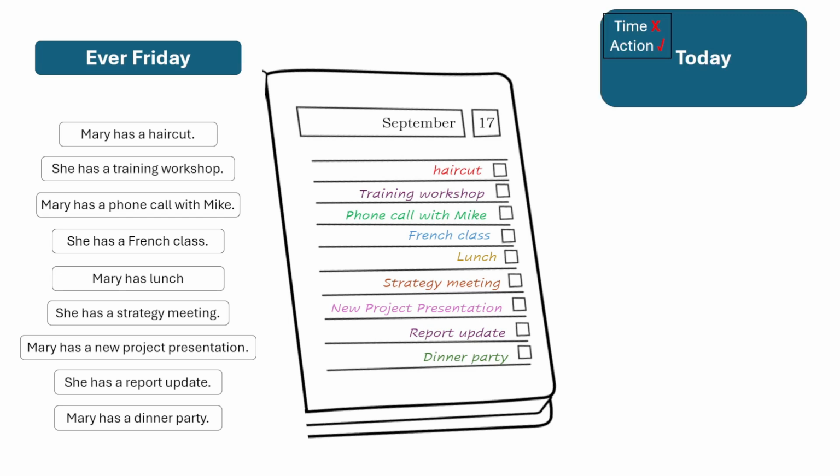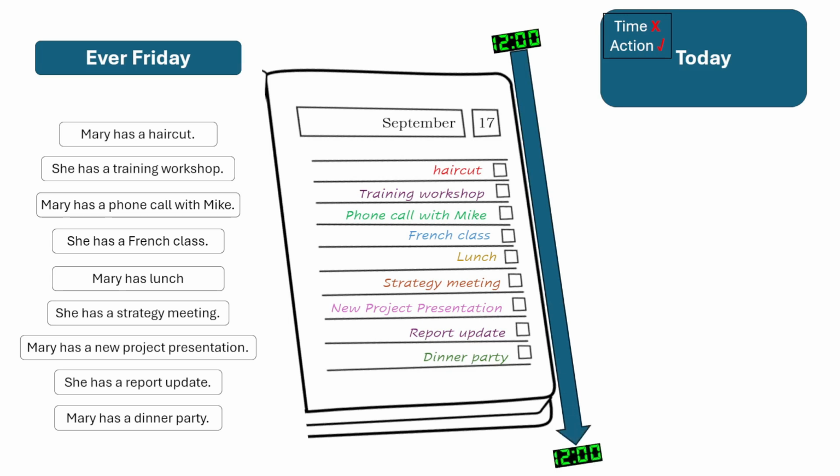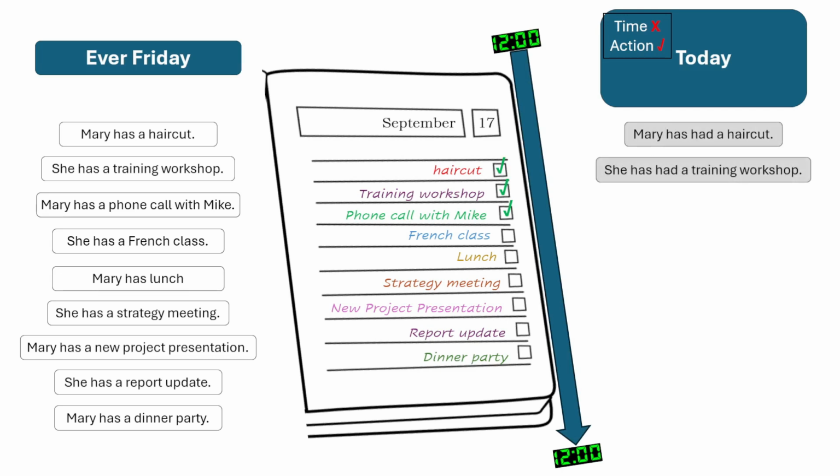If we talk about what she's done today, so the time of today is not finished because it goes from midnight to midnight, then we would say that at this point, Mary has had a haircut, she has had a training workshop, and Mary has had a phone call with Mike.